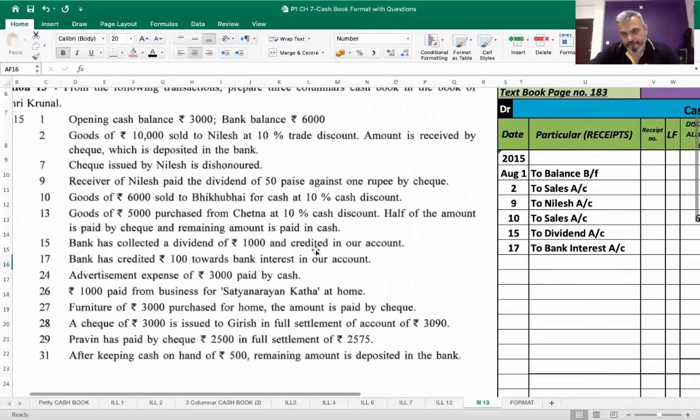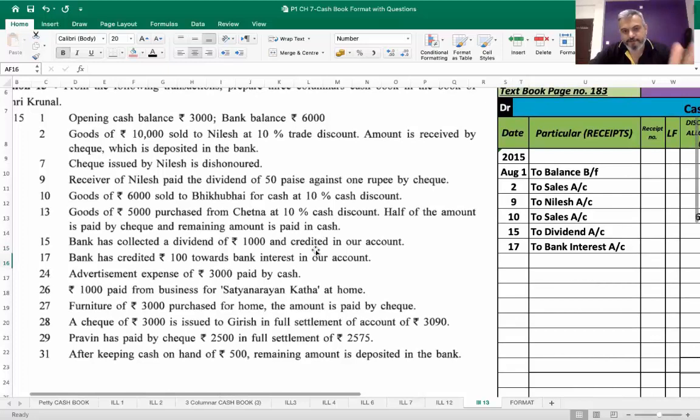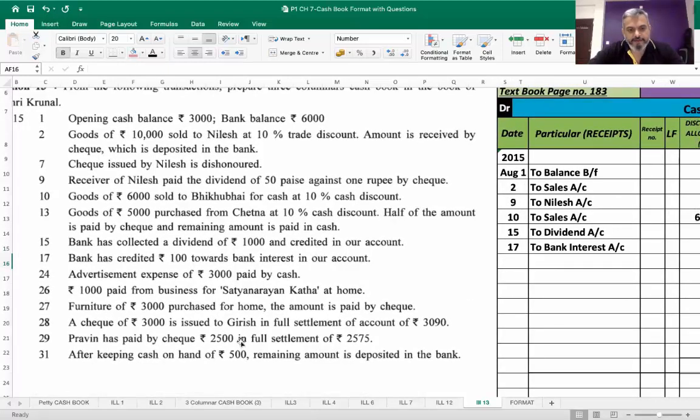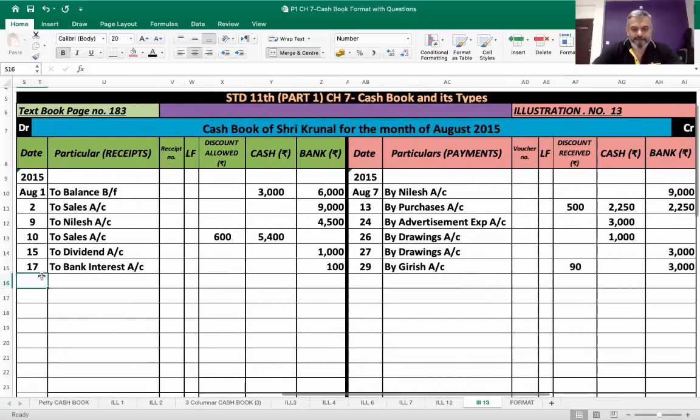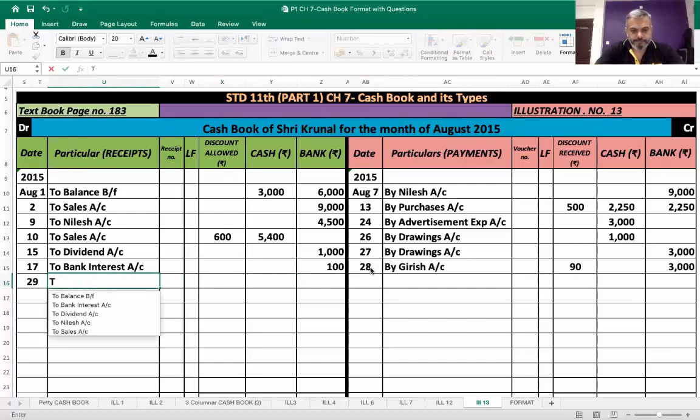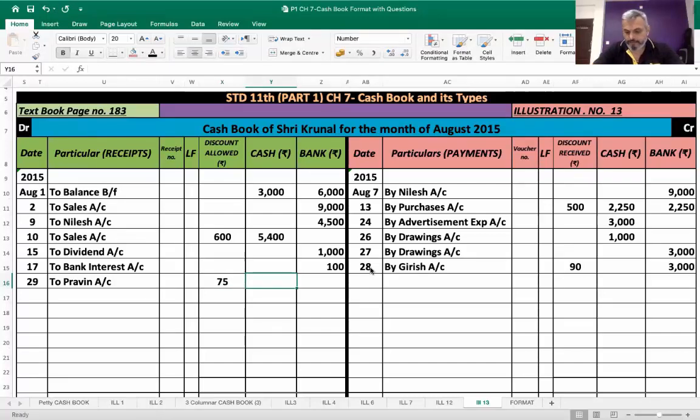Now similar sums of exercise I've solved in my recorded lectures, so you can watch them. Okay. Praveen has paid by check 2,500 in full settlement of 2,575. So we have received 2,500 in full settlement of 2,575, so we have given a discount. Girish was 28 and Praveen is 29. To Praveen account, 75 ka discount, and paid by check 2,500, bank column.